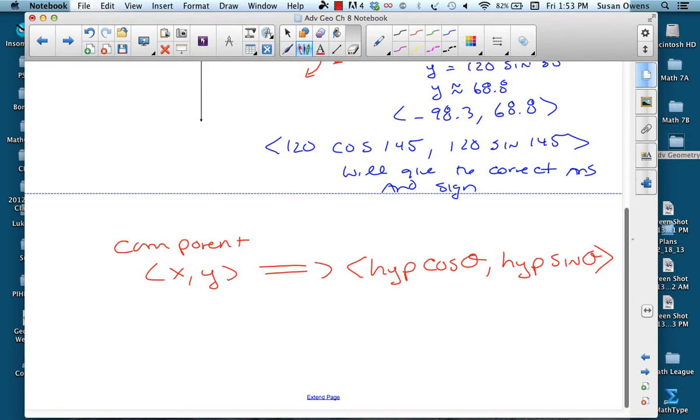It's your choice whether you do the angle from 0 degrees or the angle to the horizontal axis. Or you can draw the triangle and do exactly what we did at the top and just figure it out. Okay, questions on that one?